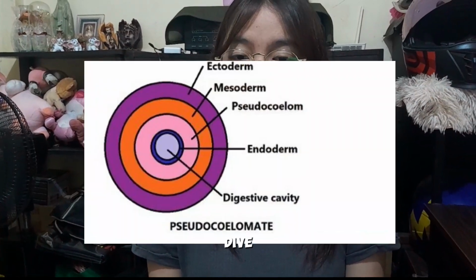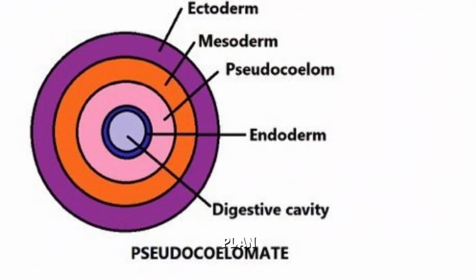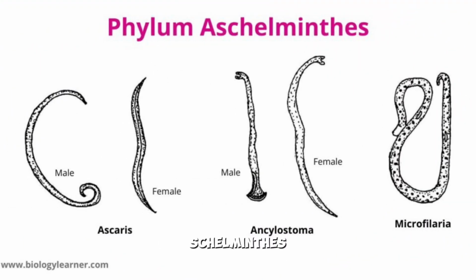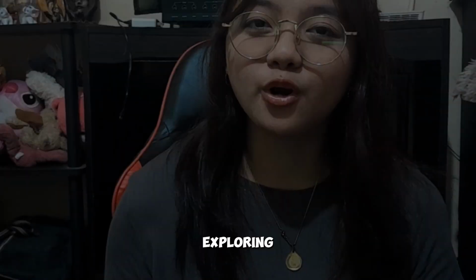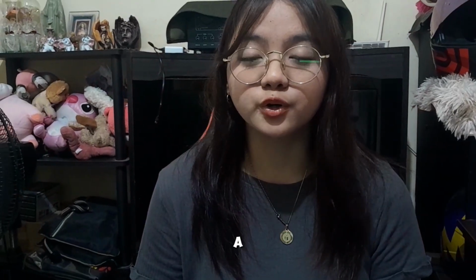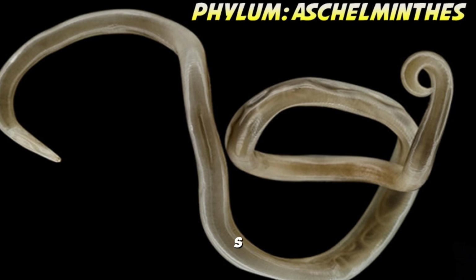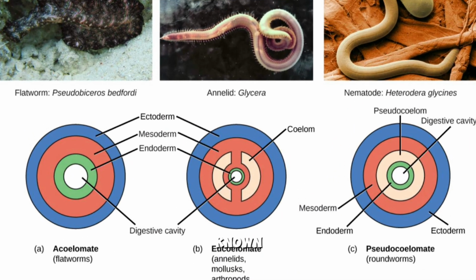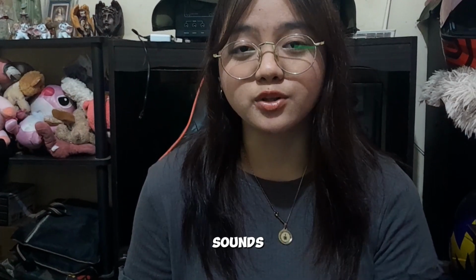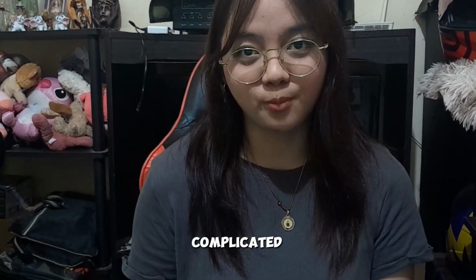Let us now dive into the Pseudocoelomate body plan, Aschelminthes. Imagine you're exploring a pond or digging in the soil, and you come across some tiny worm-like creatures. These creatures might belong to a group called the Aschelminthes, which have a body plan known as a Pseudocoelomate. Now, Pseudocoelomate sounds fancy, but it's not too complicated.